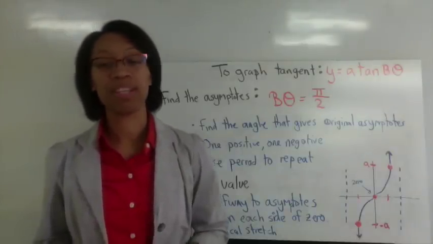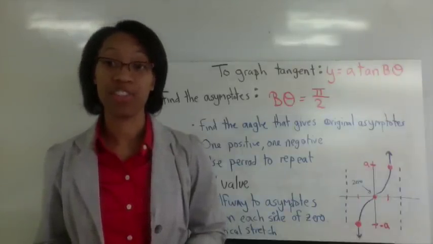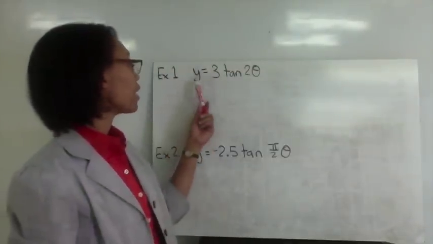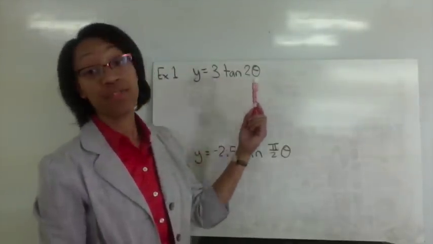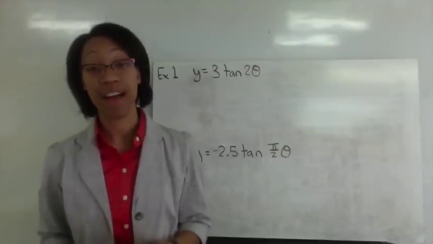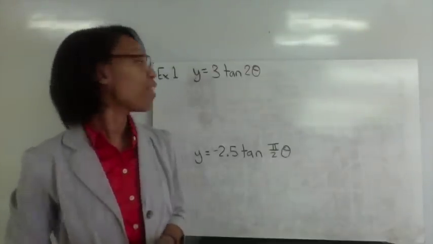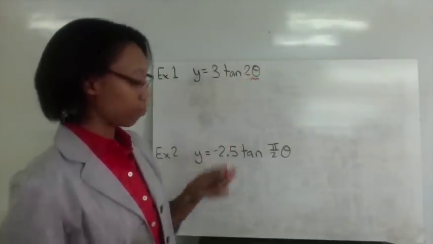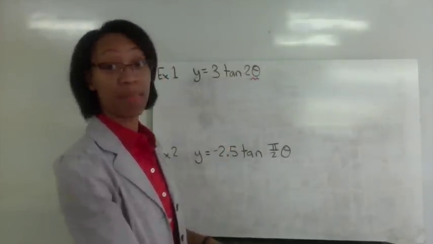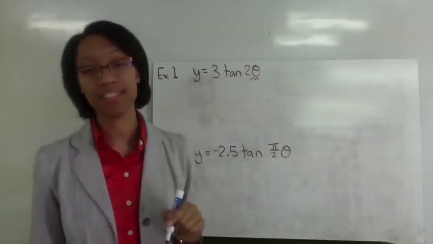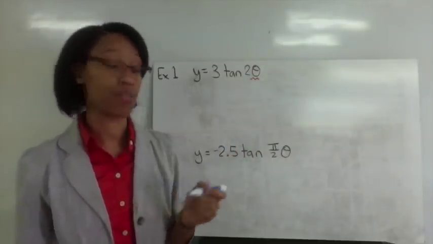So, great. Let's look at a couple of examples of how to graph tangent. Okay, so the first equation that we're going to try to graph is y equals 3 tangent 2 theta. The first step to graph this is to find the asymptotes. To find the asymptote, I'm going to take my value on the inside here and set it equal to where I know the asymptotes are for tangent, which is pi over 2.